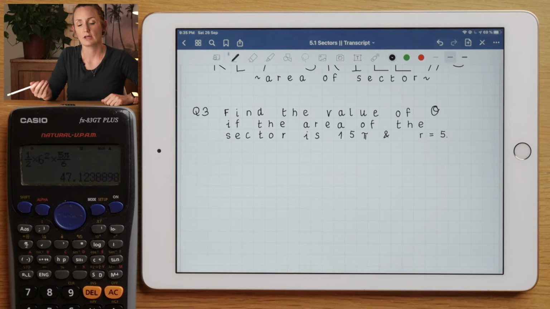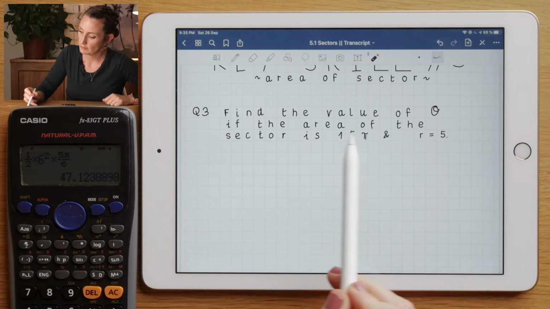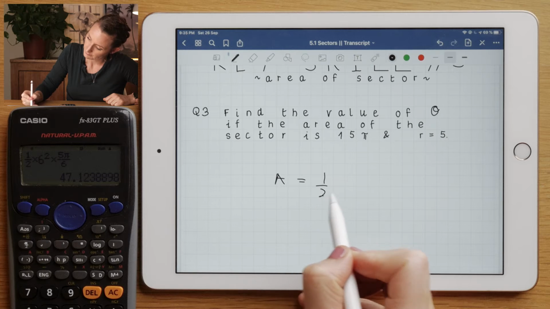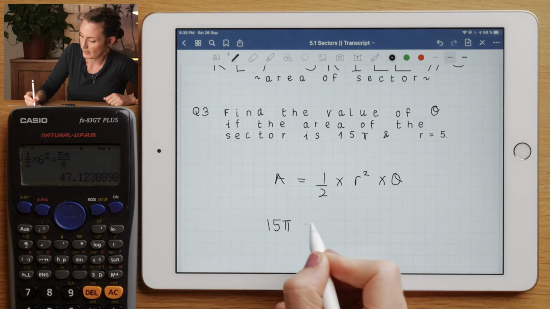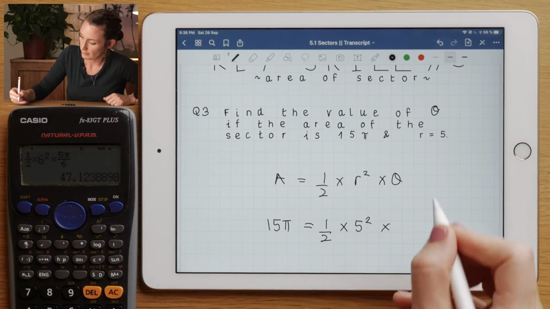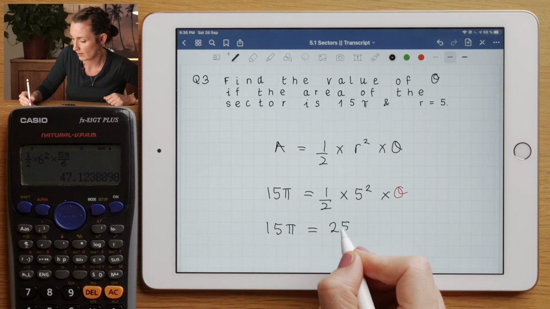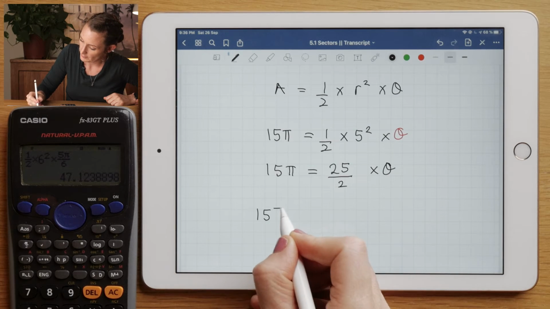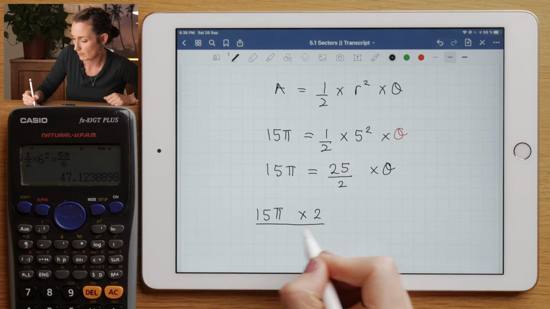These are the kind of questions that go backwards. You have to rearrange the formula to find out what you want, because we've been told the area of the sector is 15 pi. So we know that 15 pi goes here for the area. We've been told r, but we need to find theta. Now half times 5 squared, well 5 squared is 25, so you have 25 divided by 2 times theta. So you can do 15 pi, now you're going to times that by 2 and then divide it by 25.